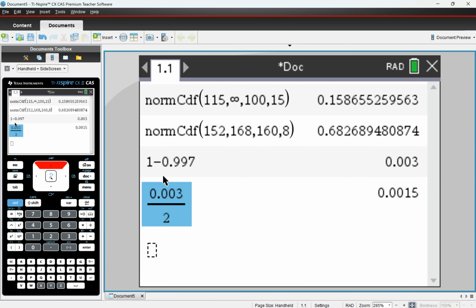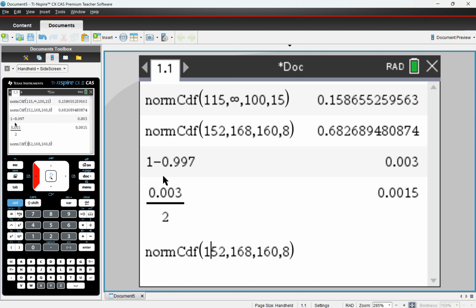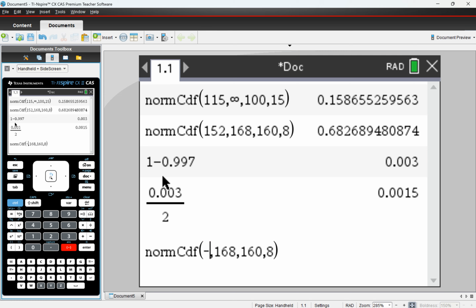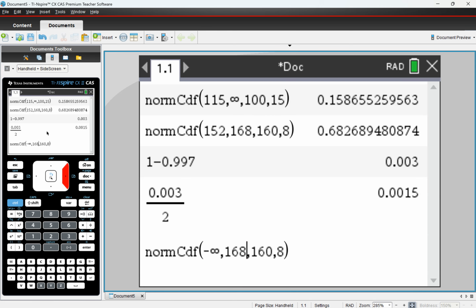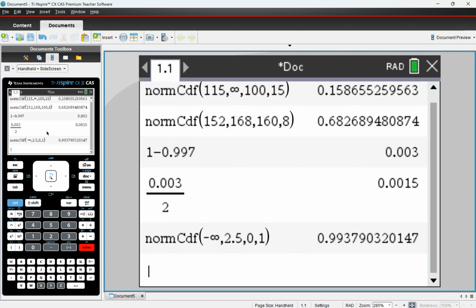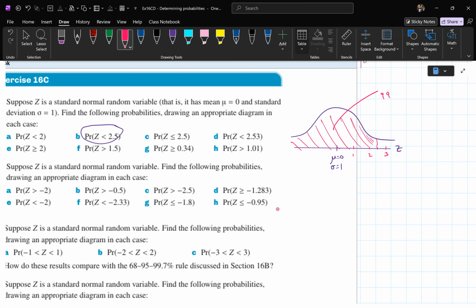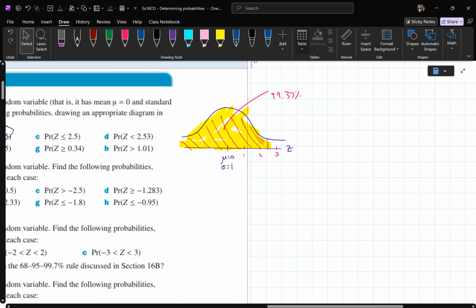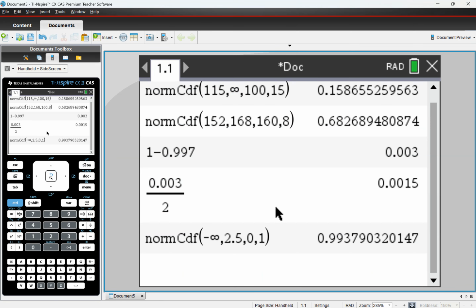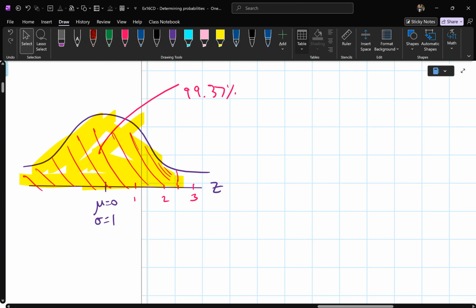So if you want to know that probability, again, here we go. We can do normcdf, less than 2.5. So it has to be from negative infinity to 2.5. And your mean is 0, standard deviation is 1. And there you go. It's 99.37%. So that area there is 99.37% to be less than 2.5. Make sense?